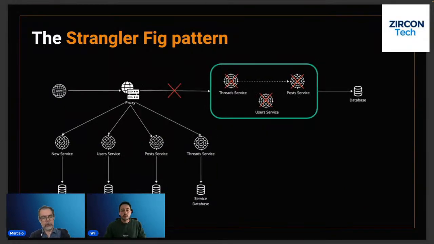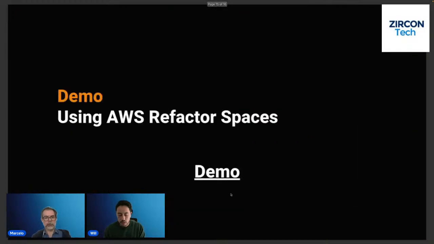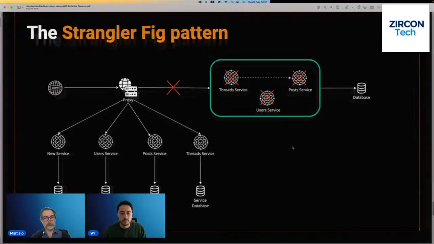So as we move forward, we will reach a point where all of our services were migrated, and we can finally cut the dependency with the monolith. And by then, we will have reached a situation where only the Strangler Fig prevails, right? So let's jump into a quick demo through the console.